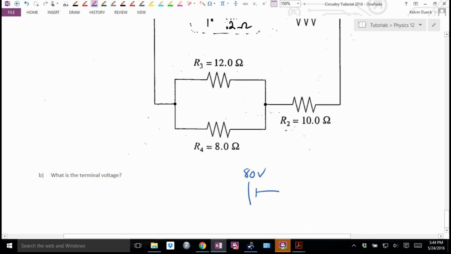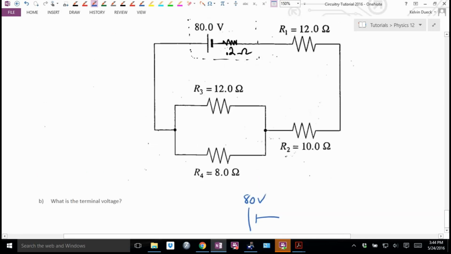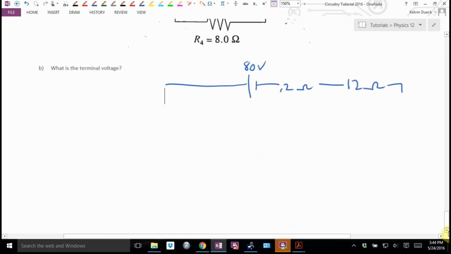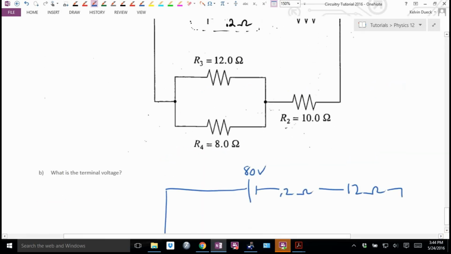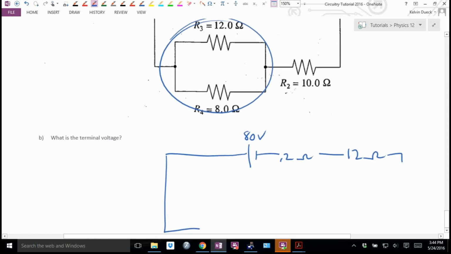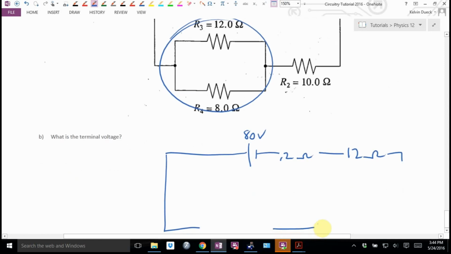Right here, what did I say the internal resistor was? 0.2. Then there's a 12 ohm. I'm going in the opposite direction for some reason. Let's go with the current. Going down, down, down, and we go here. Here I got a mess, but then once I finish that mess, I've got a 10 ohm resistor, yes? Okay. Let's take care of the mess. Why is this a mess? Parallel.